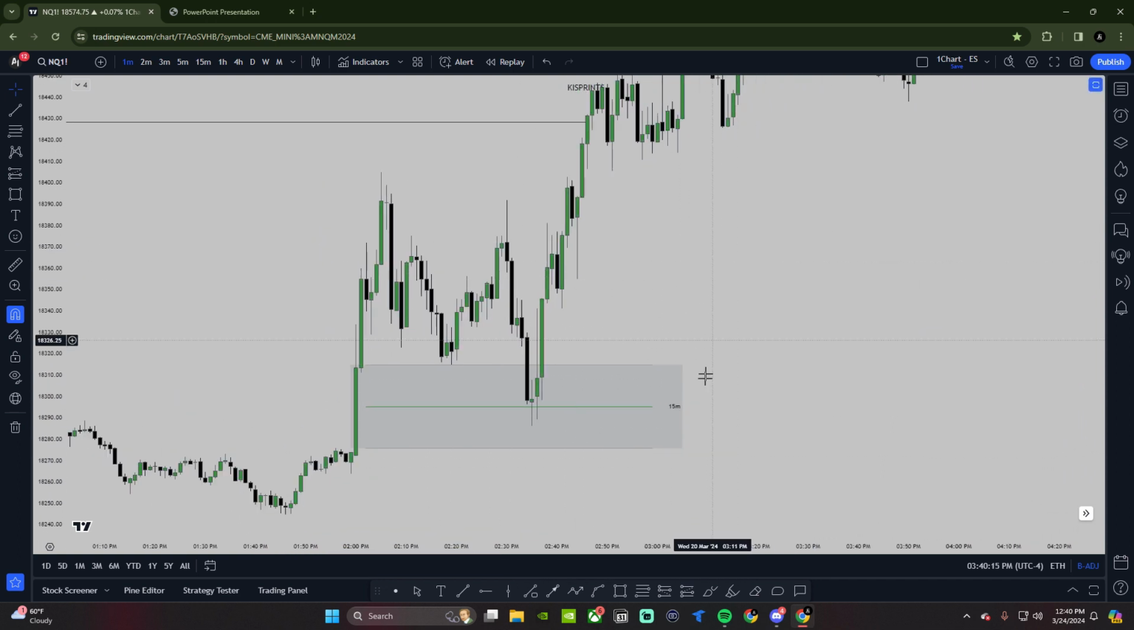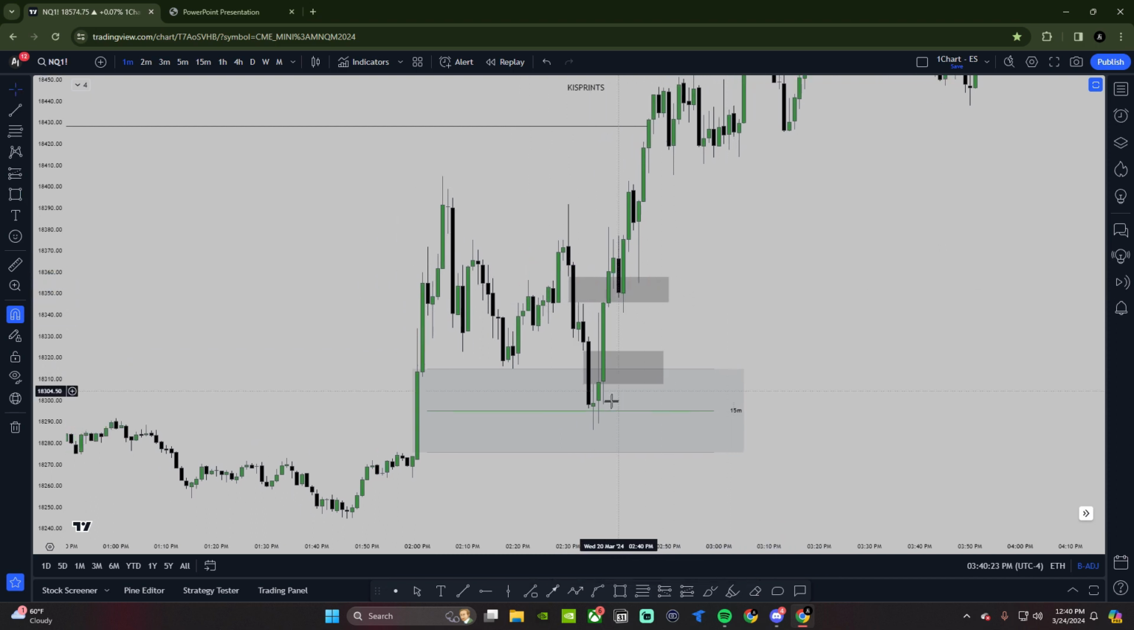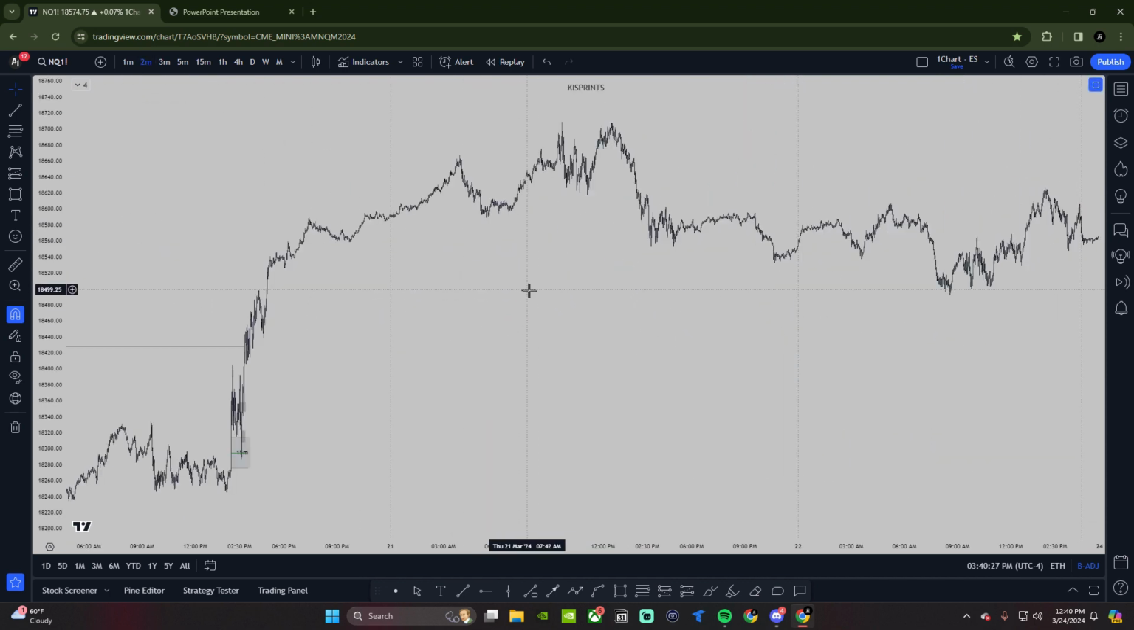So what can we assume now? We want to see price start to disrespect bearish PD arrays. So this is the bearish fair value gap here. This is the bearish fair value gap here. Now there are two in this leg. Let's see if we can find a leg with one. So maybe on the 2 minute.